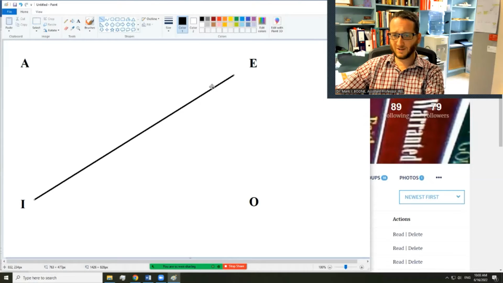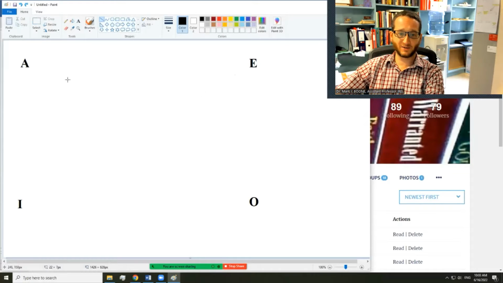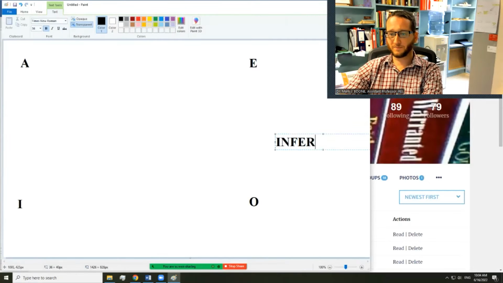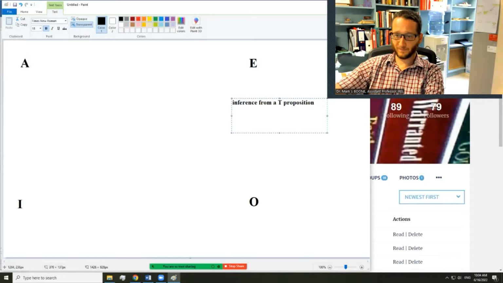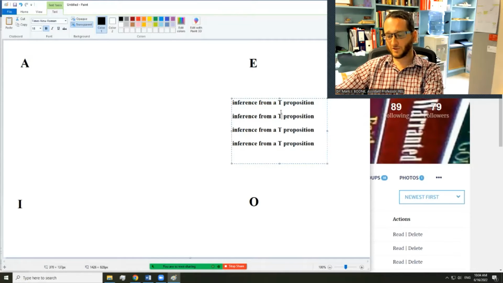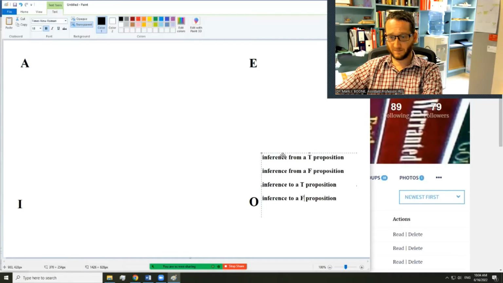Maybe I'll try a dotted line version this time. Let's do gray and black, solid and dotted. So let's make a key first. Let's make a legend. We'll make inferences from true propositions solid lines. We'll make an inference from a false proposition a dotted line. We'll make an inference to a true proposition a black line, and an inference to a false proposition a gray line. That's our plan.